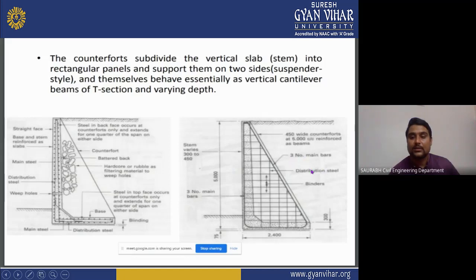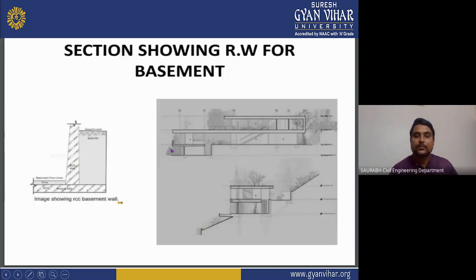And this is number 3 main bar, as you can see here, and the base of the counterfort wall is 24, which is equal to 2.4 meter, and the height of the counterfort wall is 5 meter. And this is the binder, this is known as the binder, and this is your PCC, which is made by the RCC. And there are three main bars provided for the construction of this kind of counterfort.